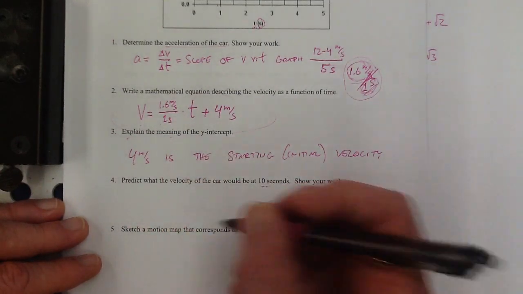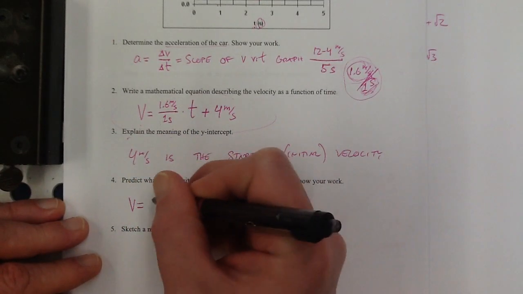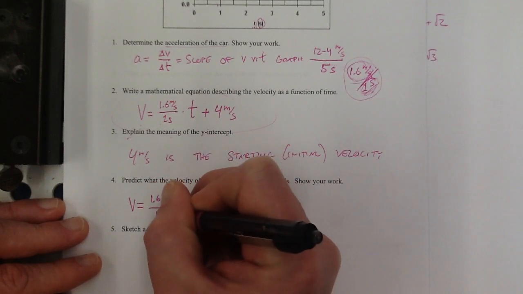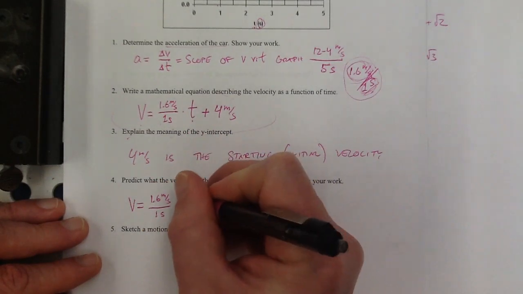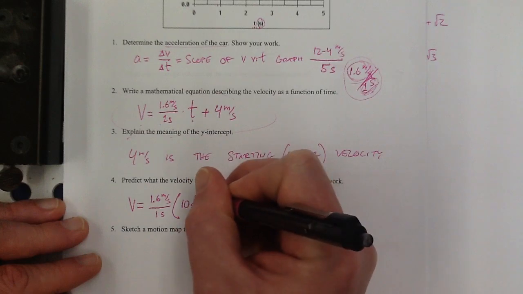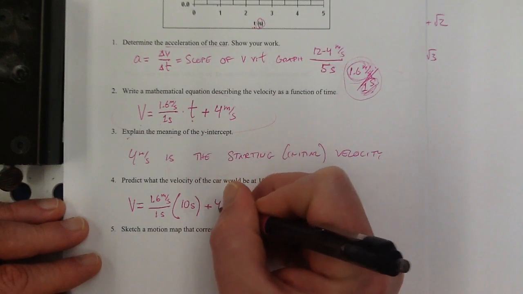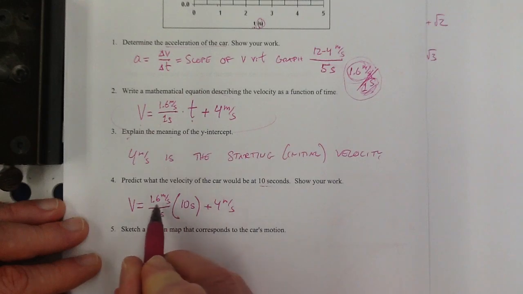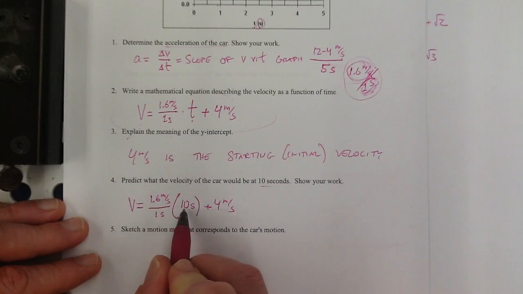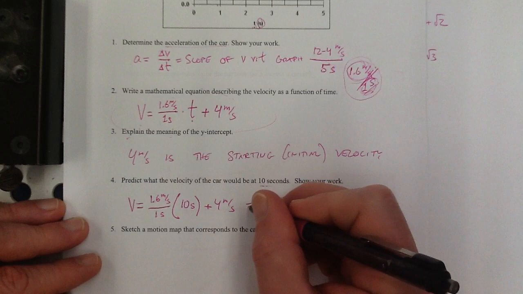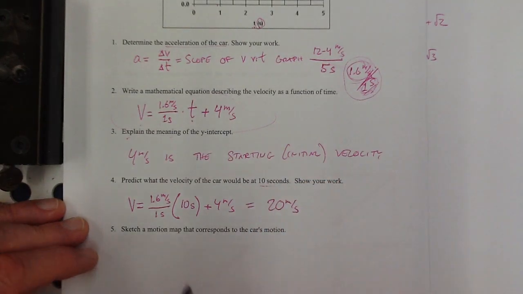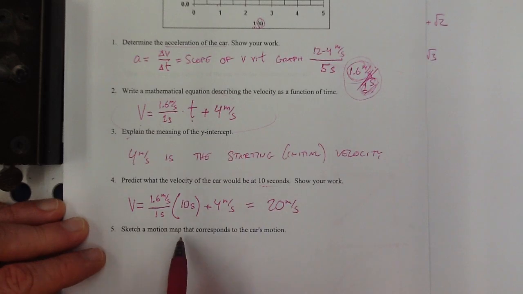So all I need to do is plug in the 10 there: 1.6 meters per second squared times 10 seconds plus 4 meters per second. 1.6 times 10 is 16, plus 4 is equal to 20 meters per second. And sketch a motion map that corresponds to the car's motion.